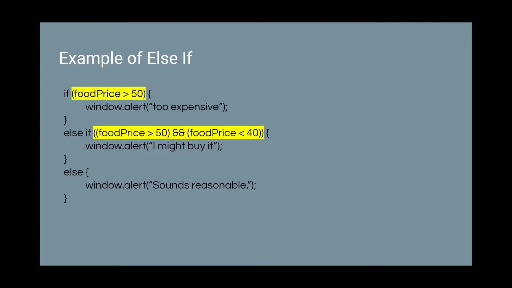All right? But look at the last condition of the else. If it's not caught anywhere, then the else is the last thing to run. So the first one is the if. Is that true? No. Go to the else if. Is that true? Yes or no? And finally, the else, if nothing else is true.